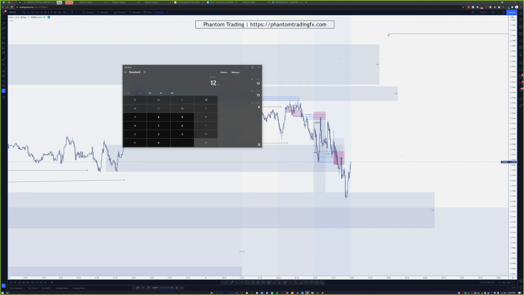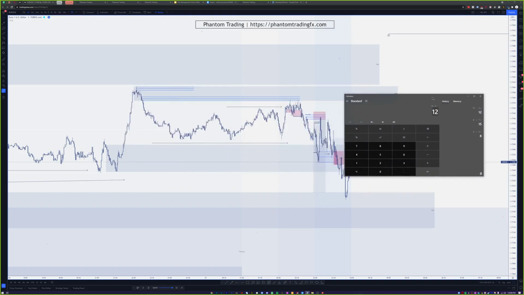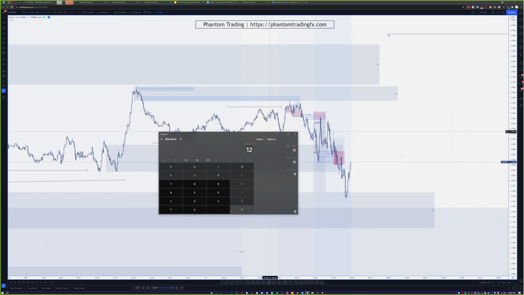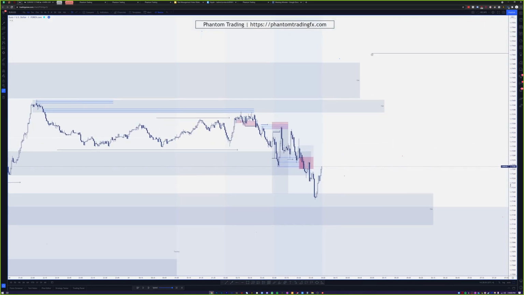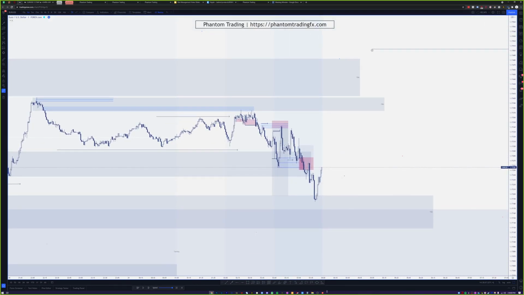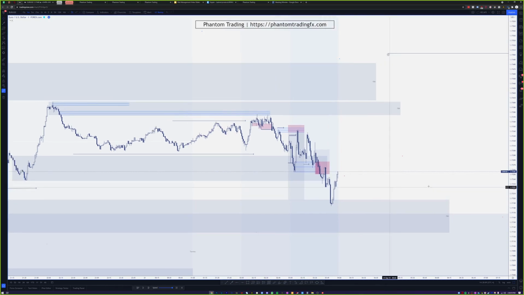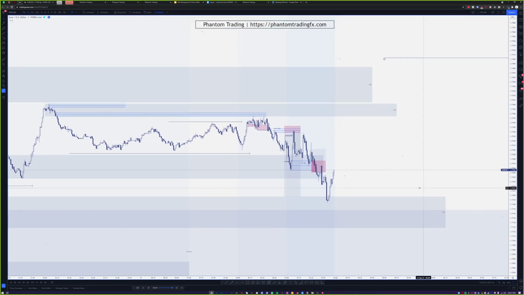And what is 12R times 0.5%? What do you guys think? 6%. Pretty easy math. 6% on 100K FTMO is 6 grand. If we take home 70% of it, you're taking home almost 5 grand US in the matter of 2 days.